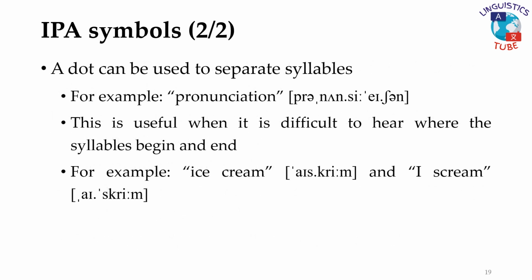There is not a symbol for zero stress. However, a dot can be used to separate syllables. For example, pronunciation. You can use this when it is difficult to hear where the syllables begin and end. For example, ice cream and ice cream.